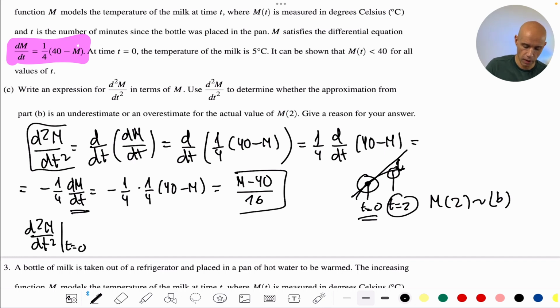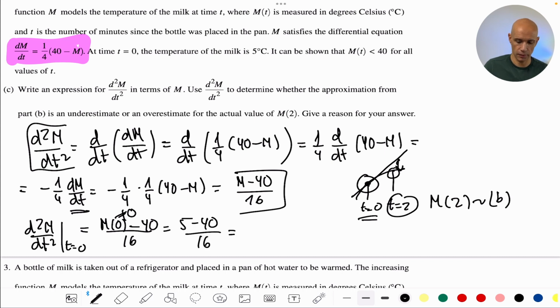It's going to be the value of m at t equal to 0. Be careful, this is not 0. This is whatever it is. So it is 5 minus 40 divided by 16. Okay, so I have to substitute things properly. And you get this expression. The value itself is not relevant. What we want to know is the sign of it.